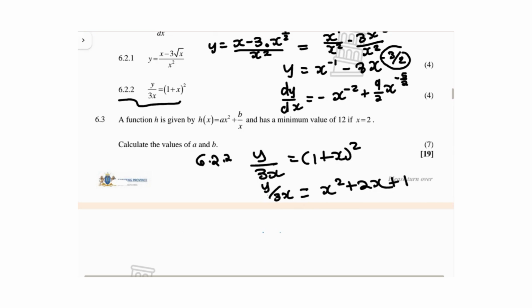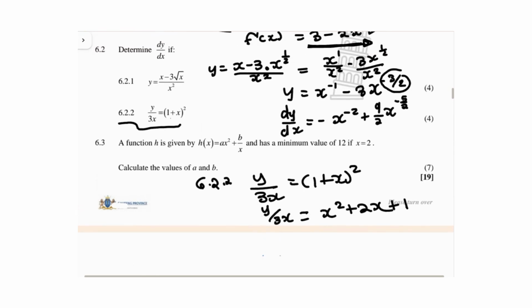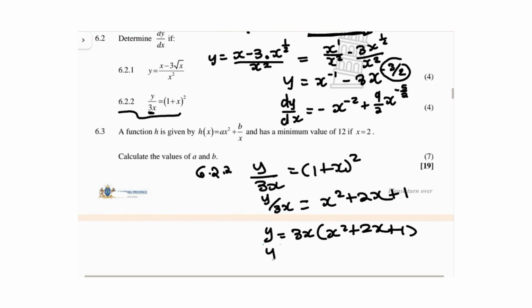Now we can multiply with the 3x to get rid of the bracket. And also remember, you can only derive if your equation is y equals something. If the y has a denominator of 3x, you want to get rid of that because we want to make y the subject of the formula. So we have y equals 3x times (x squared plus 2x plus 1), and y equals 3x to the power of 3 plus 6x to the power of 2 plus 3x.